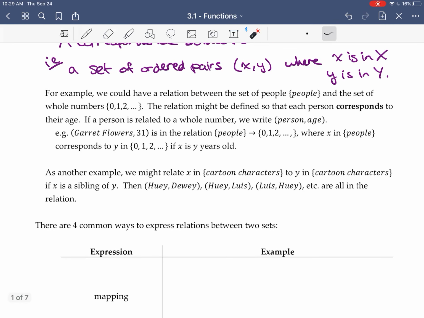Another example would be if you take the set of cartoon characters and pair them with other cartoon characters, or even themselves. Maybe we use the relation that one of them is a sibling of the other. If you think of the ducks, Huey and Dewey are siblings. Huey and Louie are siblings. Louie and Huey are siblings. All of these would be in the relation because they satisfy the correspondence.